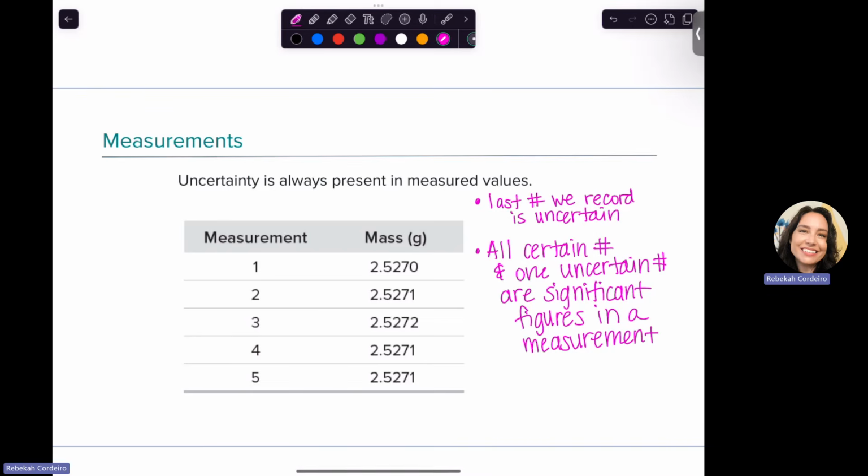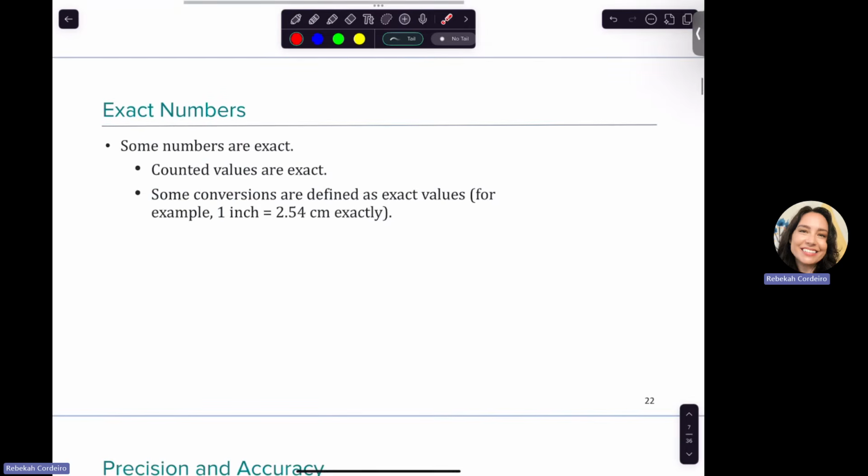And so in each of these measurements, there are 1, 2, 3, 4, 5 significant figures. Even though there's a 0 here, it's still the last number I wrote. I'm writing this 0 here, and that's going to be recorded as a significant figure. We'll talk about when zeros are not significant a little bit later. Some numbers are exact. So if we count the number of people in the room, that's exact, and that is going to have what we call infinite significant figures.